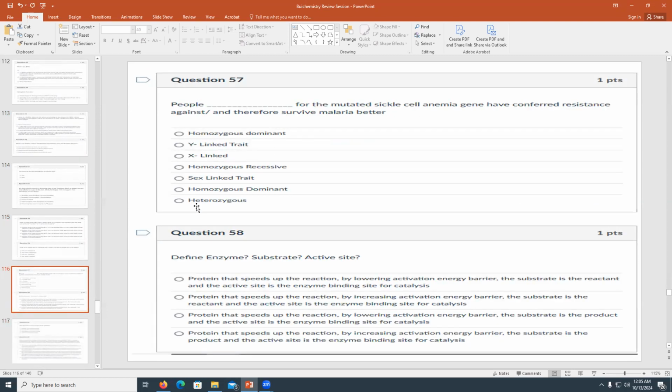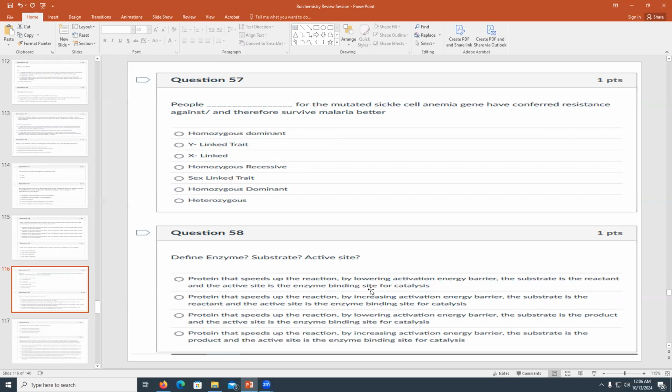People heterozygous for the mutated sickle cell anemia allele have a conferred resistance against malaria. Define an enzyme: the protein that speeds up the reaction by lowering the activation energy barrier. The substrate is the reactant, and the active site is the enzyme binding site for the catalyst.